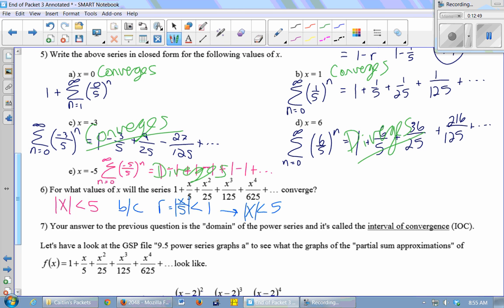So this answer, the absolute value of x is less than 5, is like the domain of the power series. These are the only x's you can plug in that will give you a convergent series. It's also called the interval of convergence. So if the absolute value of x is less than 5, what does that mean more specifically, if I wanted to get rid of the absolute values? Be more explicit about what numbers I can plug in.